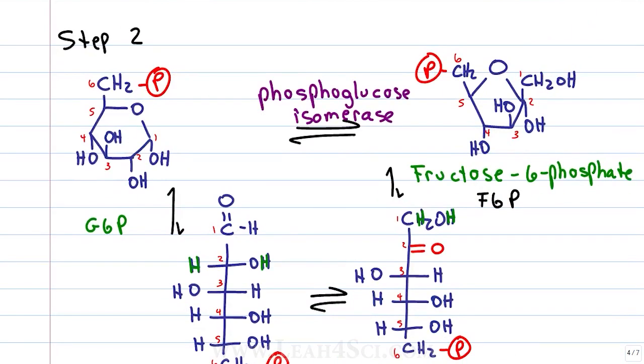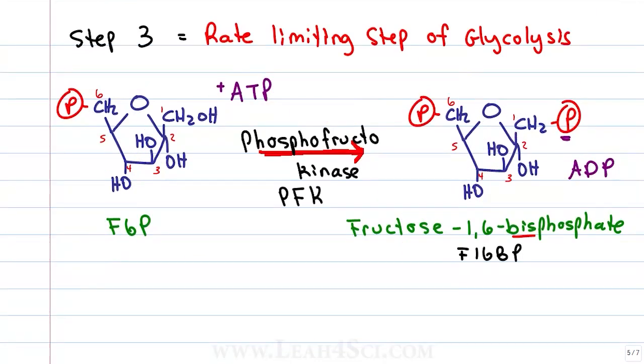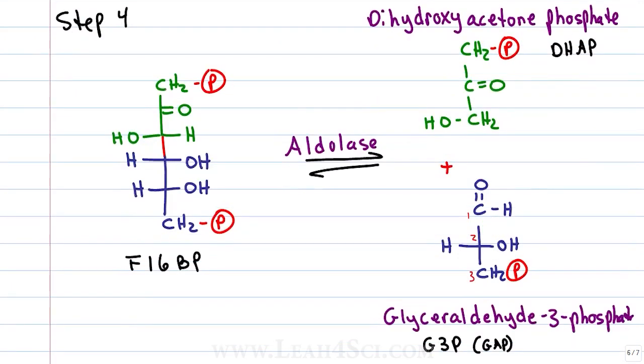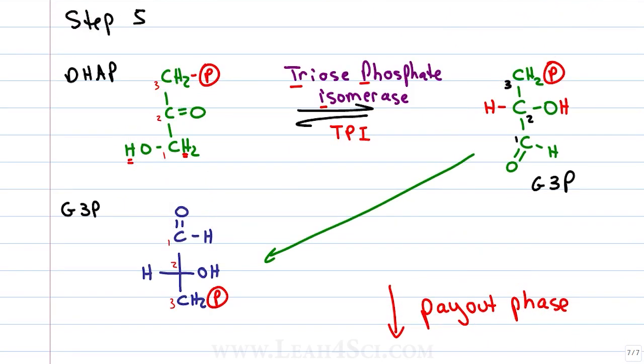In video 1, we looked at the first 5 steps of glycolysis, where glucose was phosphorylated to glucose 6-phosphate, isomerized to fructose 6-phosphate, phosphorylated again to fructose 1,6-bisphosphate, broken into 2 pieces, dihydroxyacetone phosphate and glyceraldehyde-3-phosphate, and then converted all of the dihydroxyacetone phosphate to even more glyceraldehyde-3-phosphate.